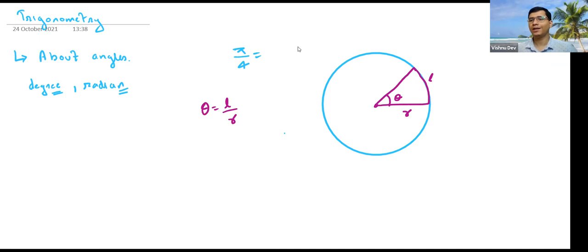Now let me ask you this. Suppose the length of the arc is equal to the radius. Then what would be the value of theta? Tell me. One. Very good, Vikas. Because if L is equal to r, then theta will be r by r, which is equal to one.